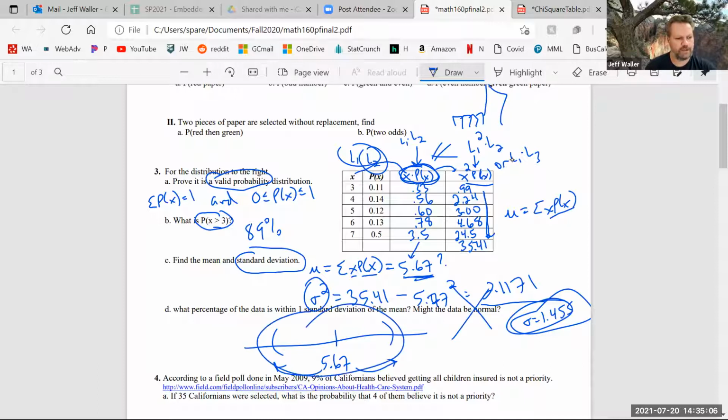Also, when you do this, I think you get 70 something percent. What's supposed to be within one step in a normal curve? How much of the data should be 68%? So it's not normal. But I already knew it wasn't normal just because it doesn't have the highest bar in the middle, right? Thank you. Well, let me see.